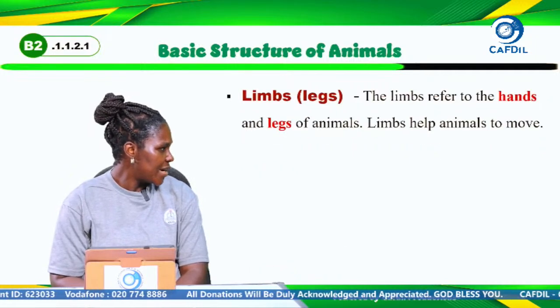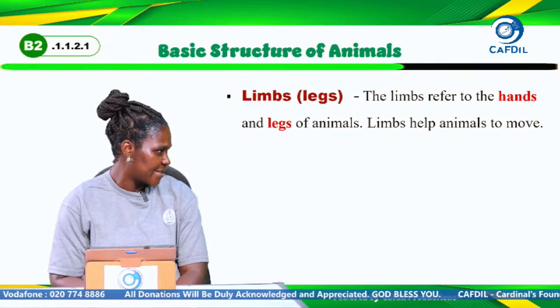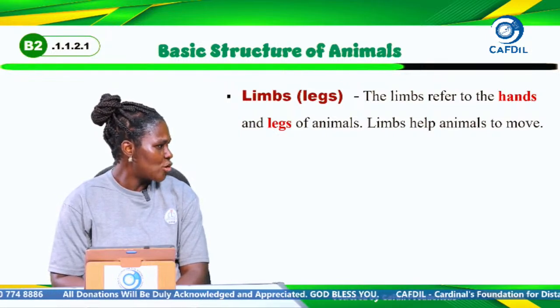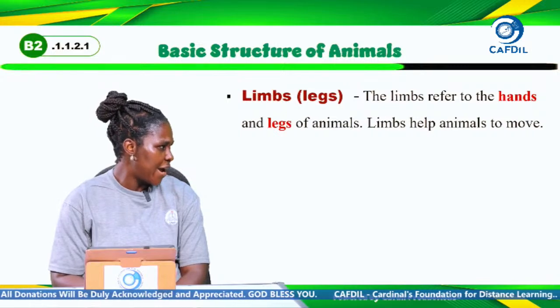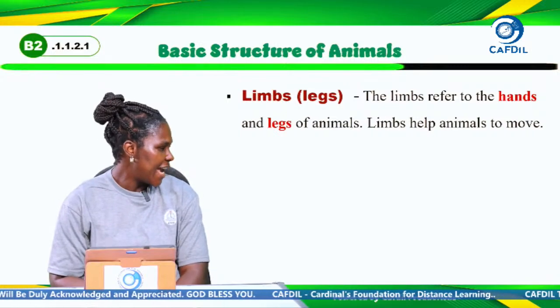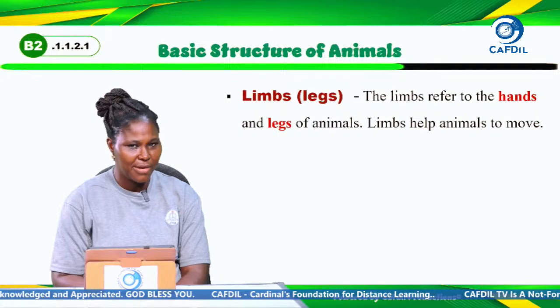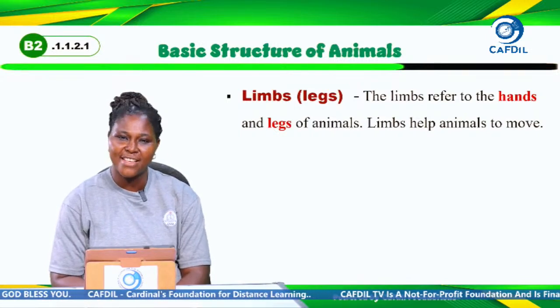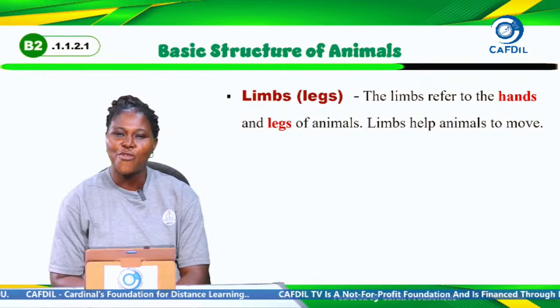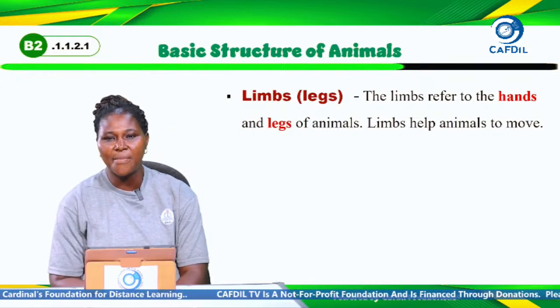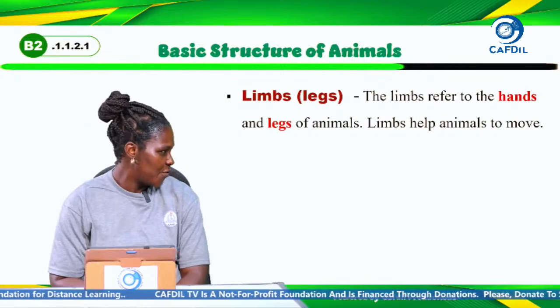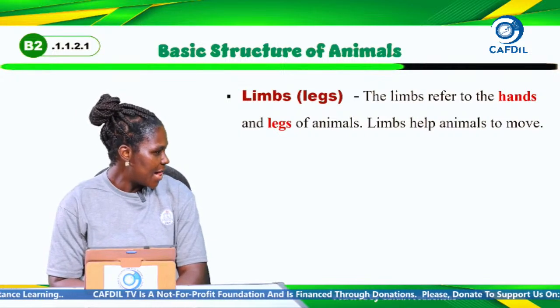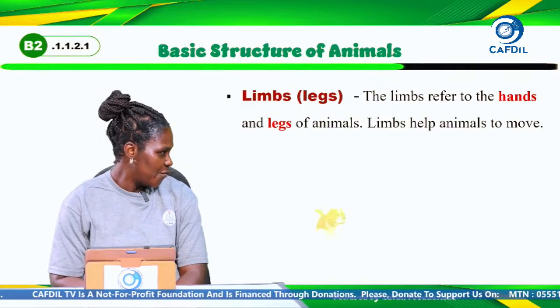The next one is the limbs or the legs. The limbs refer to the hands and legs of animals. The limbs help animals to move.